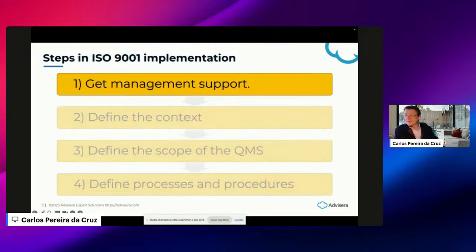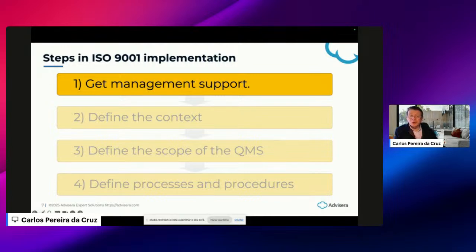Now, let's see the steps in ISO 9001 implementation. Okay, number one, get management support. So gain support from management by communicating in their language and understanding their perspective, what they really want from this implementation. Consider the strategic direction and challenges of the organization.